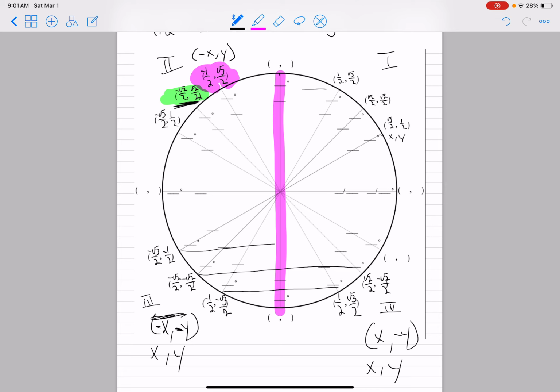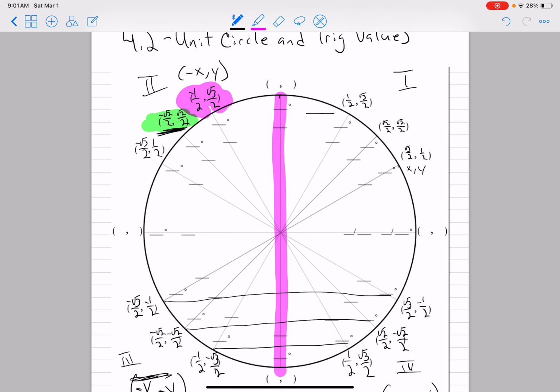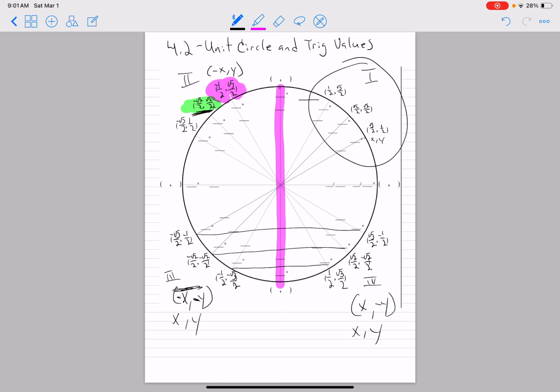I'm going to fold this one across. X is positive, Y is negative. So it's going to be root 3 over 2. X is positive, Y is negative, negative 1/2. Just from starting in quadrant 1 and knowing how to label quadrant 1, I can label and create the rest of, what is this thing called? The unit circle.